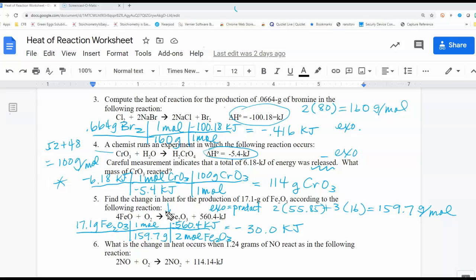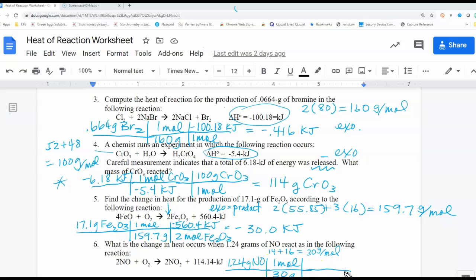Okay, so for number 6, what is the change in heat that occurs when 1.24 grams of NO reacts as in the following reaction? I need to make sure that I get my molar mass of 14 plus 16, so that's going to equal 30 grams per mole, because I'm going to need that value. So I'm going to set up my problem. I'm given 1.24 grams of NO, and I'm going to convert that to moles using 30 grams for every 1 mole of NO.